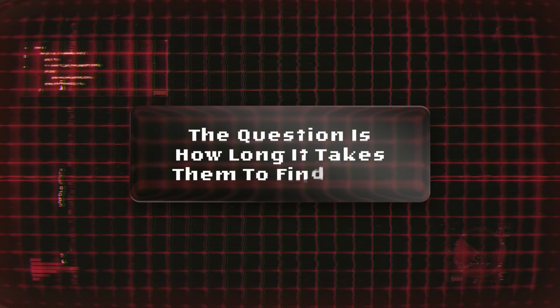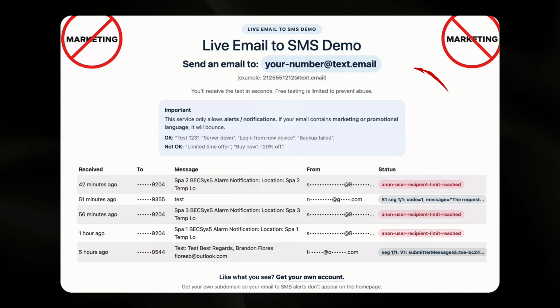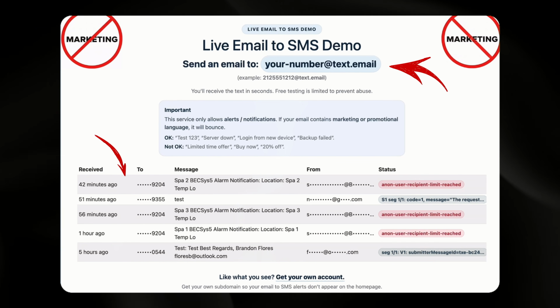The crazy thing is something is going to go down tonight for someone watching this video. The question is how long it takes for them to find out. For some, it might be hours, but it doesn't have to be. Before you click off this video, test it for yourself for free on the text.email homepage. Just send a test email to your number at text.email and watch it hit your phone in seconds.